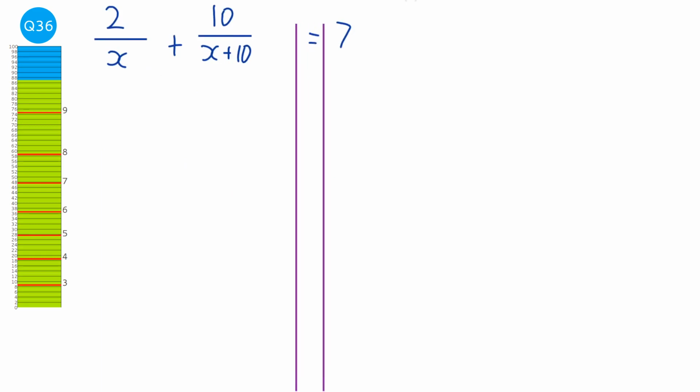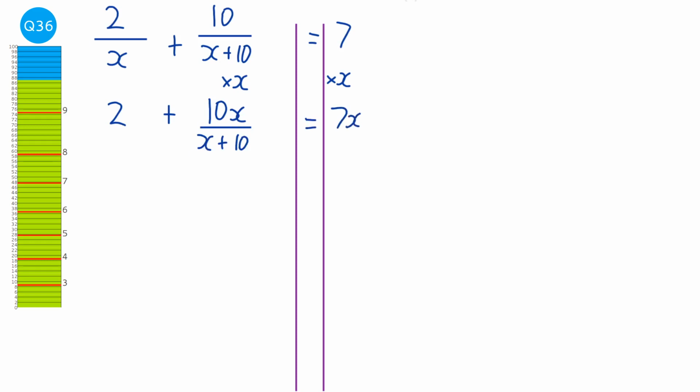Okay, first thing I'm going to do is get rid of the fraction on the left hand side. I'm going to do that by timesing everything by x. And don't forget, it's not just both sides, you've got to times all the terms. So we're going to times the first fraction by x, which will just give us 2, times the second fraction by x. Well, when you times a fraction by something, you times the numerator. So it would be 10x over x plus 10. Denominator stays the same. And here it just becomes 7x.